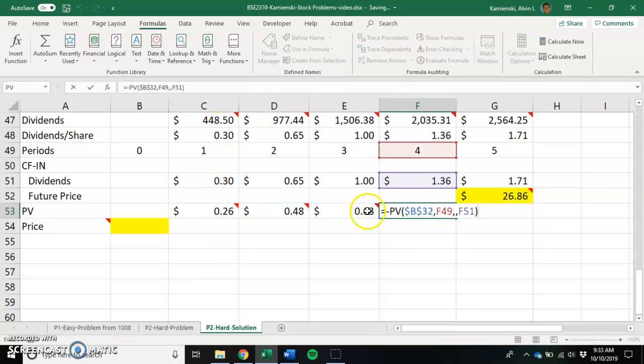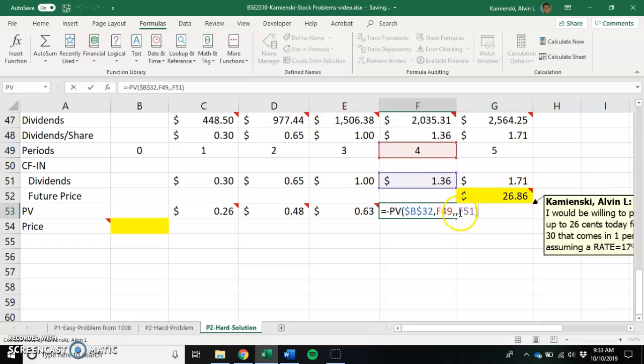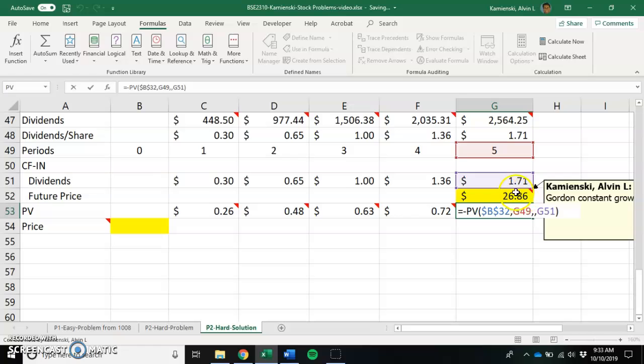Now, knowing that I set up my formula well, I can copy and paste it across such that in that second to last period for the $1.36 at the constant rate of 17%, I'd be willing to pay 72 cents. But if we take a look here, what we see is the need to change something. Because in that 5th year as an investor, not only would I predict to be able to receive $1.71, but I also would be able to receive that future price that I would sell to a new investor.